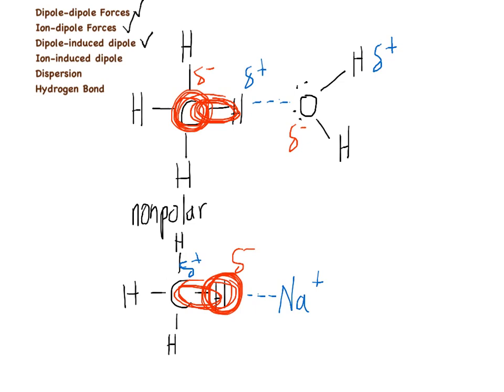So let me put a check there because we did ion-induced dipole. In both cases, this top one is a dipole-induced dipole because this non-polar molecule had a dipole induced in it by another dipole. And in this case, a dipole was induced by an ion. So ion-induced dipole and then dipole-induced dipole. Now, as you can see, the dipoles are opposite, but that doesn't matter. All that matters is that a dipole was induced.